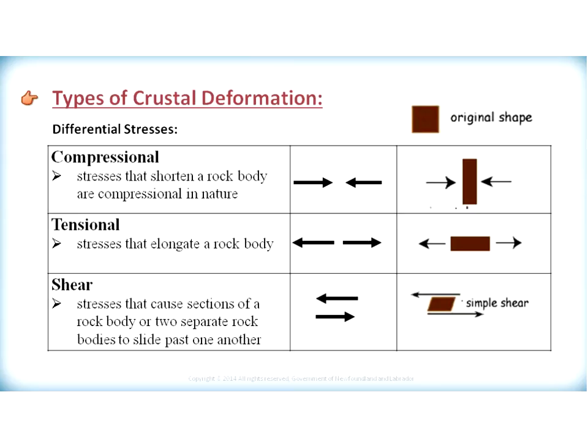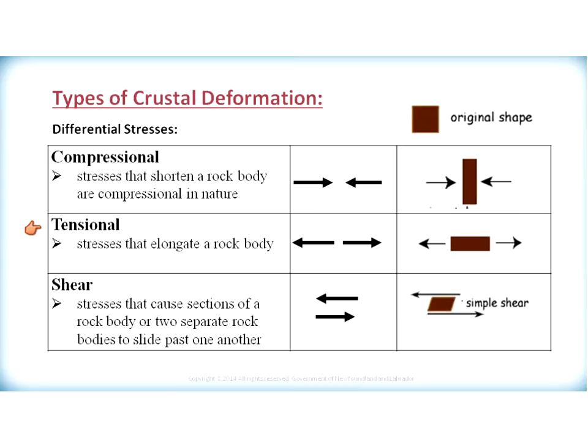Let's go in and take a closer look at the types of different crustal deformations. When we look at differential stress, which is stress that is not equal in all directions, we generally look at 3 different types of stresses put on rocks. One type of stress could be called compressional stress. Compressional stresses are stresses that shorten a rock body and are compressional in nature.